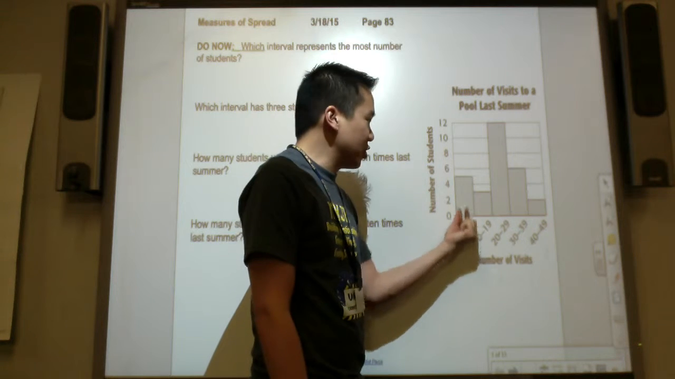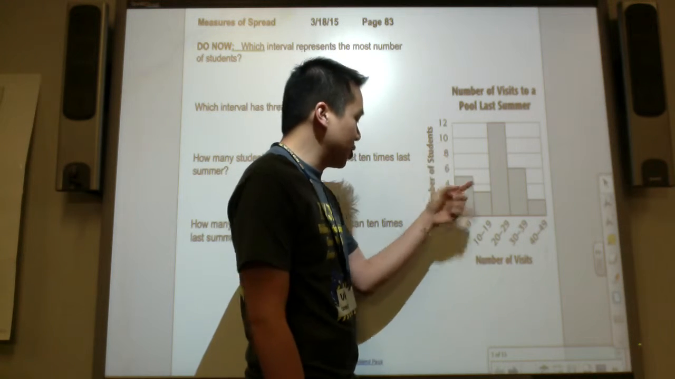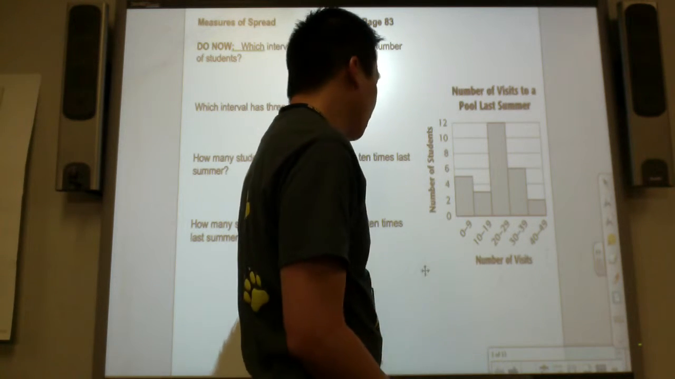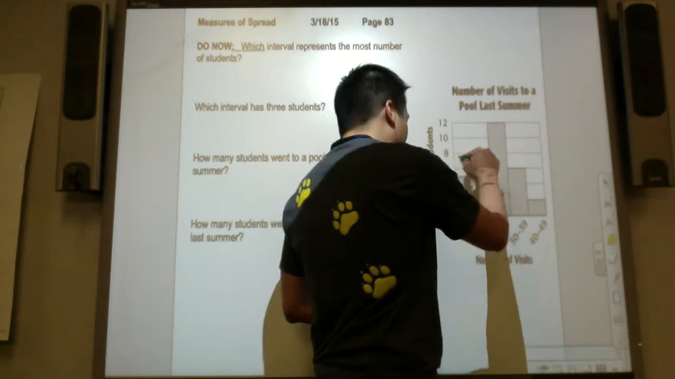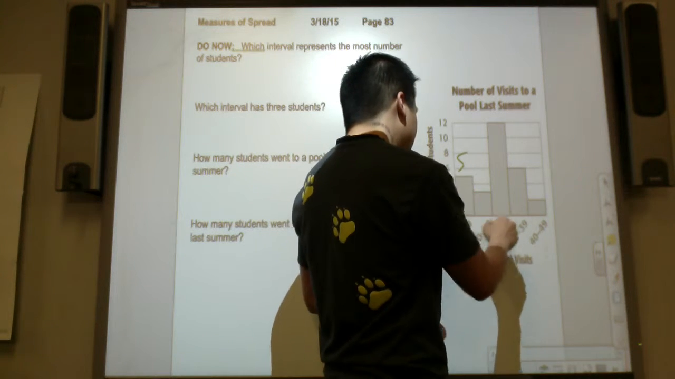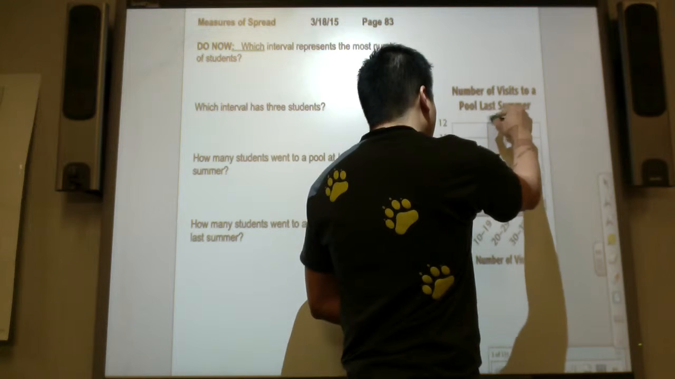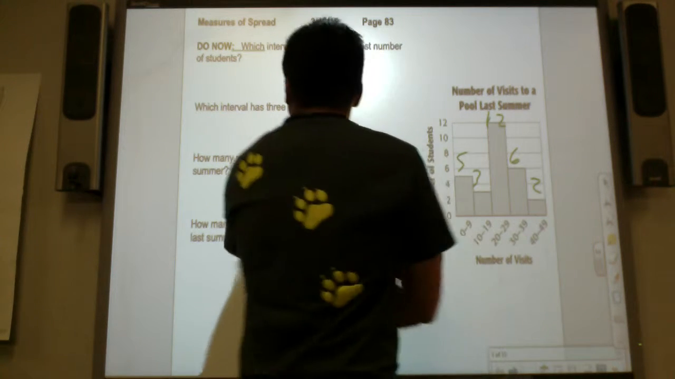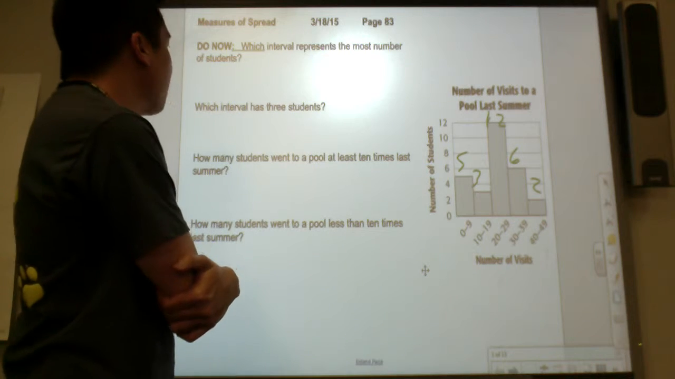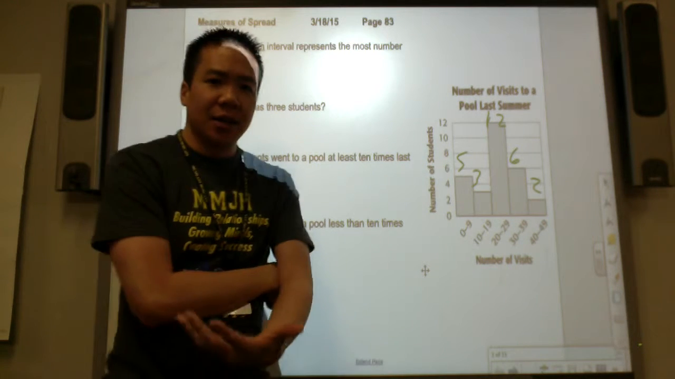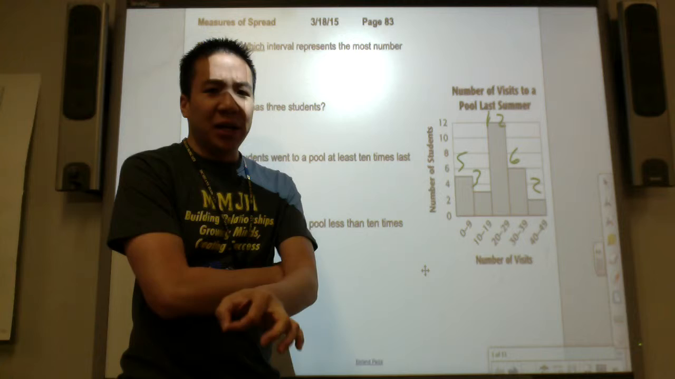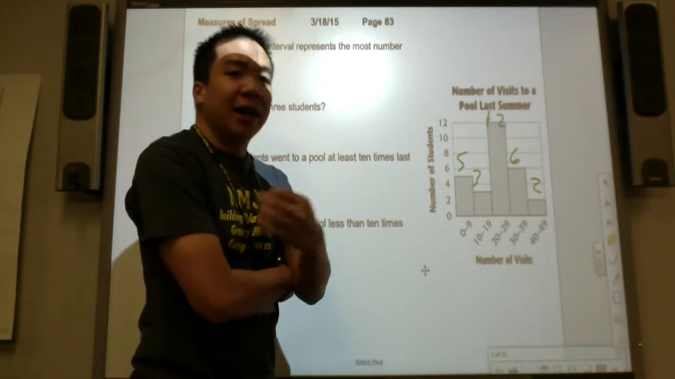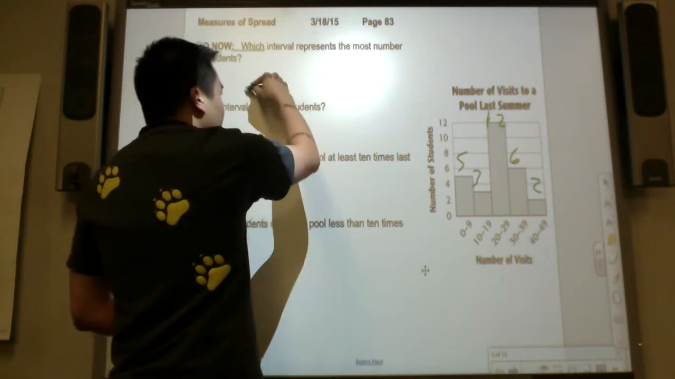So number of visits 0 to 9. How many students went to the pool between 0 and 9 times? 5. 10 to 19 times, 3. 12. This is 6, and this is 2. The question is, which interval represents the most number of students? Is that median, mode, or mean? It's mode, most common.